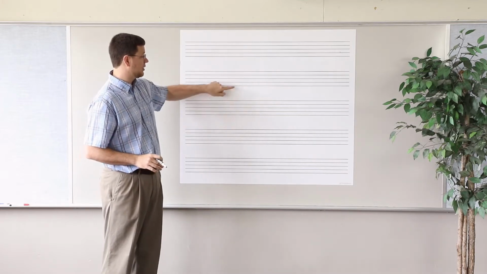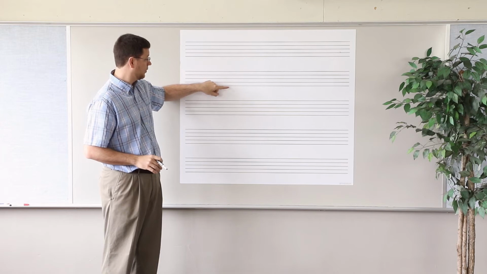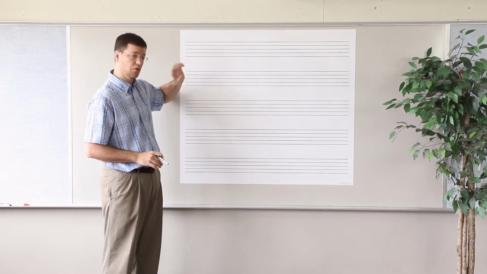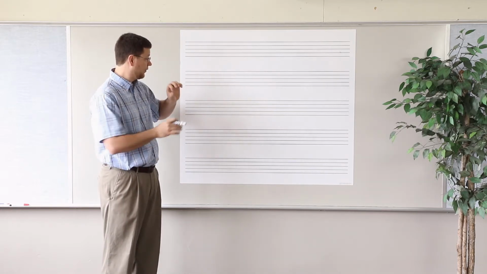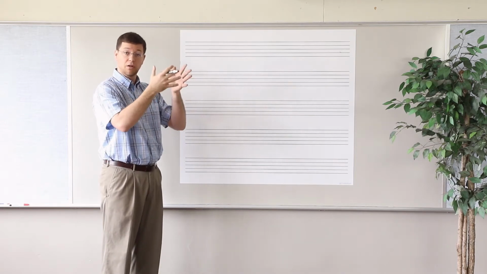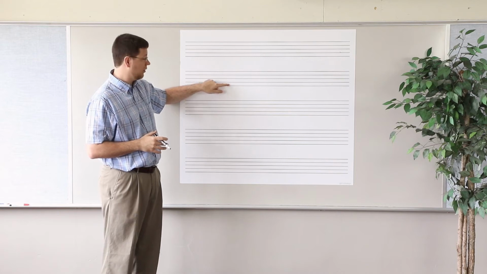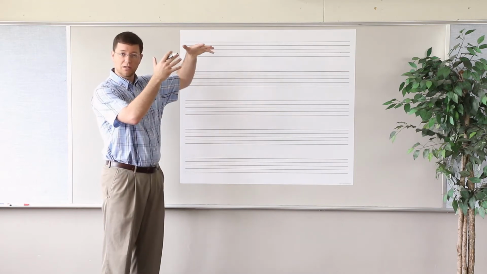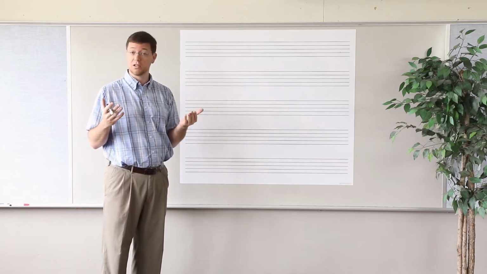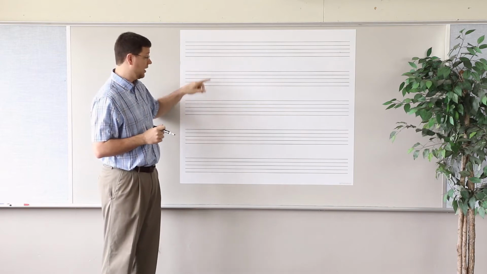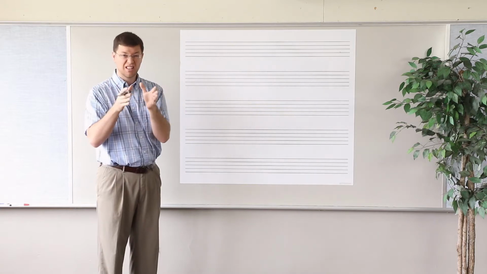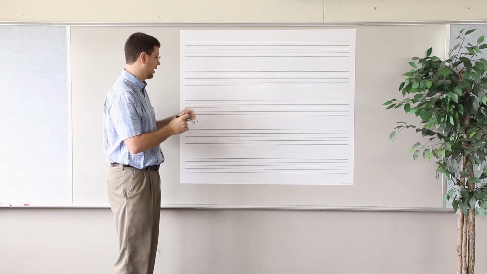A staff is 5 lines counted from the bottom up, 1, 2, 3, 4, 5, and 4 spaces counted from the bottom up, also 1, 2, 3, 4. Those lines and spaces take all of our possible pitches and organize them into a little grid. Lower pitches down here, and then higher pitches as it rises on the staff. Now, at this point, we don't know what pitches are being represented by this staff. It could be anything. But we need a symbol that tells us exactly what pitches are being represented here.